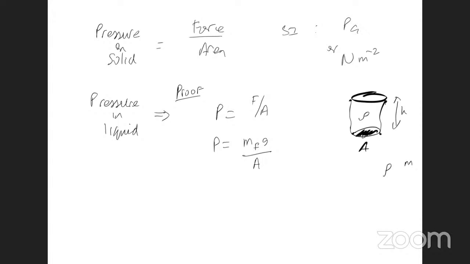Remember, density is mass by volume. So it means that mass is density multiplied by volume. So I could take off this mass here and write density of the fluid by the volume of the fluid. So now pressure is equal to density of the fluid by the volume of the fluid by gravity, all over area. See if we can finish it up now.